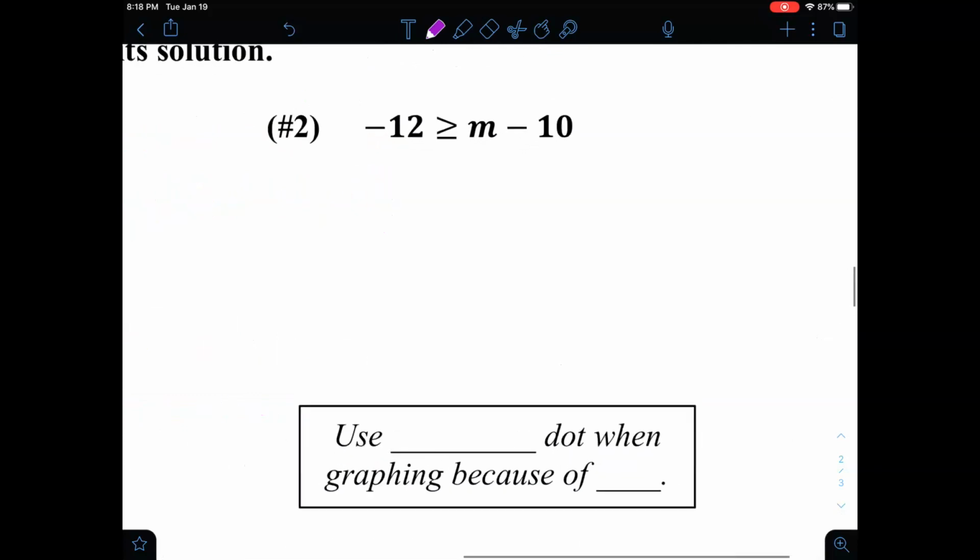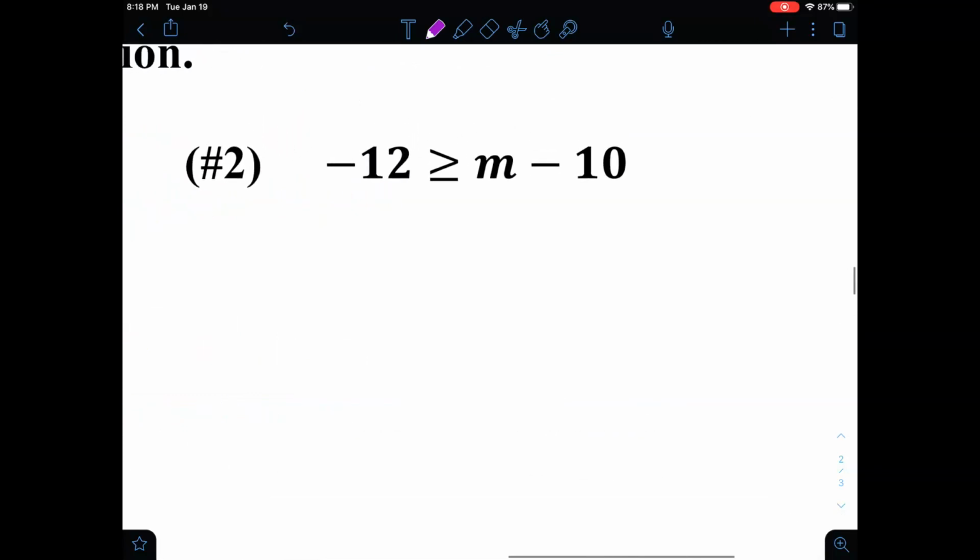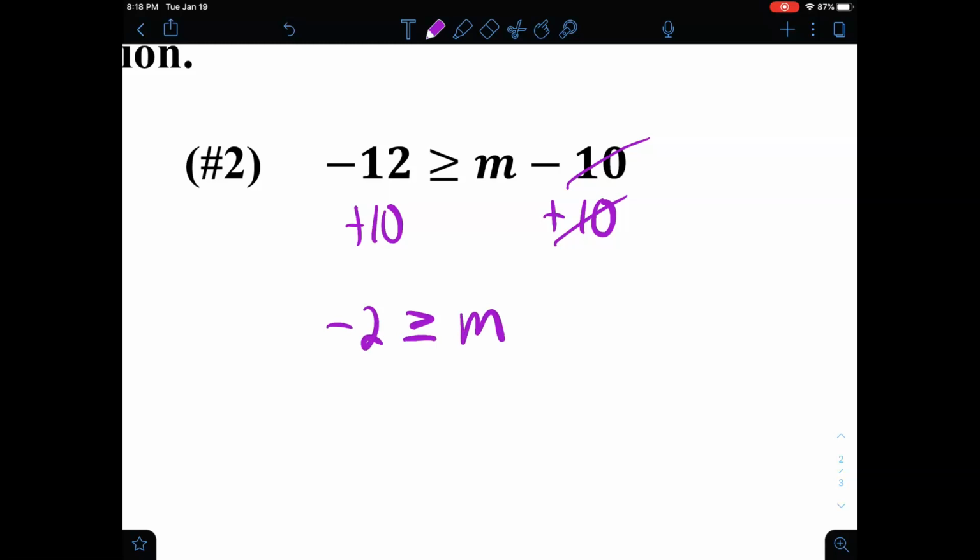All right, number 2. We have -12 is greater than or equal to m minus 10. So if it was -12 is equal to this, how would you solve it? Well, you're going to add 10 to both sides, right? These are going to cancel. We're going to get -2 is greater than or equal to m.